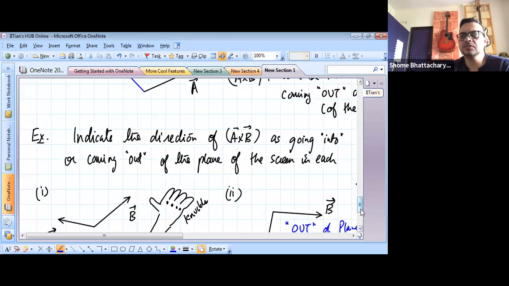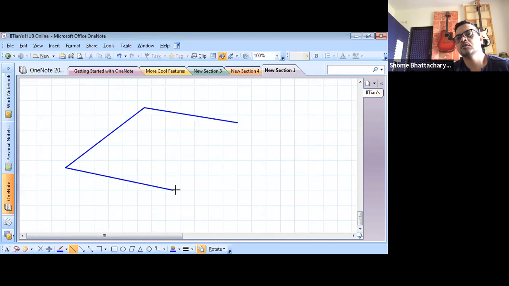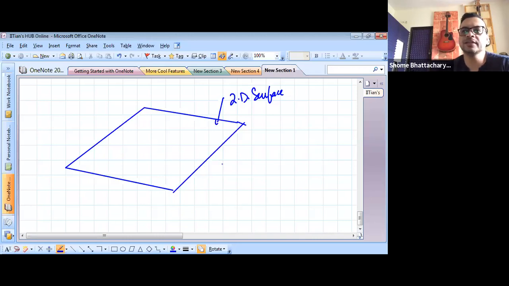Now another example of this kind of thing would be that suppose we now draw a two-dimensional plane. So this is a two-dimensional surface. So E and B are just names given. Whichever vector was first in the cross product, okay.